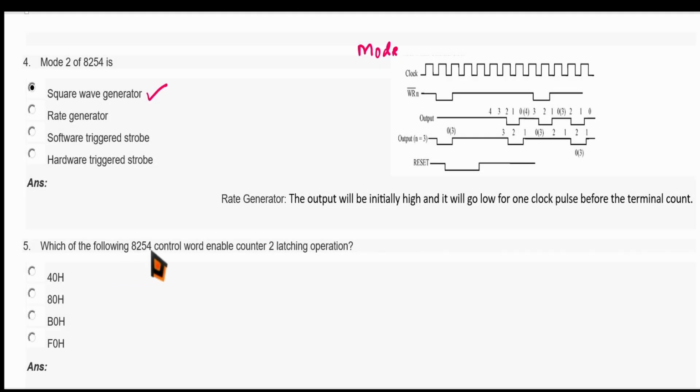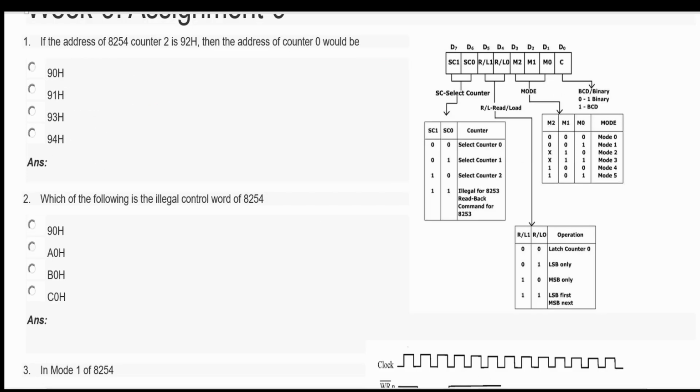Which of the following 8254 control words enables counter 2 latching operation? 40H, 80H, B0H, F0H. Counter 2 should be latched. For this, we should know the control word format. This is the control word format. We have to select counter 2. It is here. So this bit is 1, this bit is 0. For these two bits, if you put 0, 0, then it will latch.